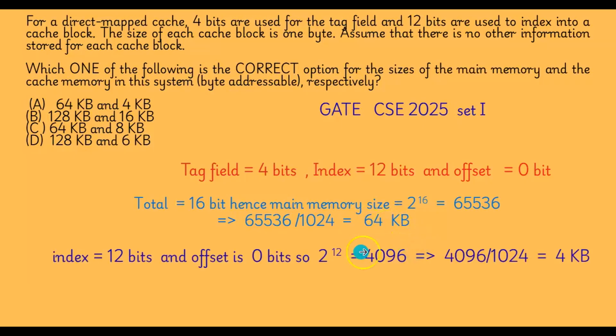What about cache memory? So index is 12 bits and offset is 0 bits. So that means 2 to the power of 12. That is how many blocks are there? 2 to the power of 12 blocks are there. That is 4096. So 4096 divided by 1024 because we have to express our answer in terms of kilobytes, because this answer is in terms of bytes. So divide by 1024, it comes to 4 KB. So what is the right answer? Option A. That means 64 kilobytes and 4 kilobytes.